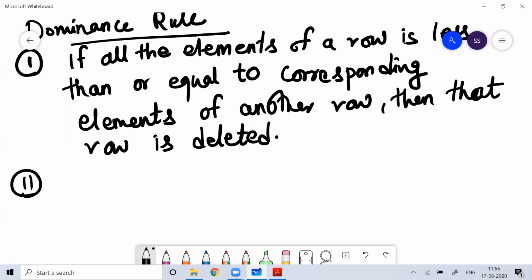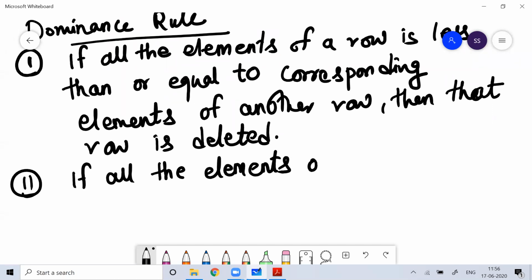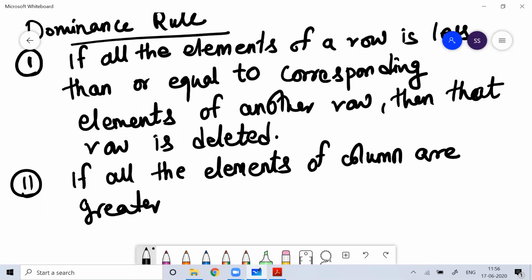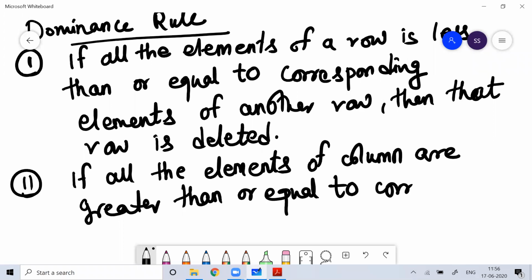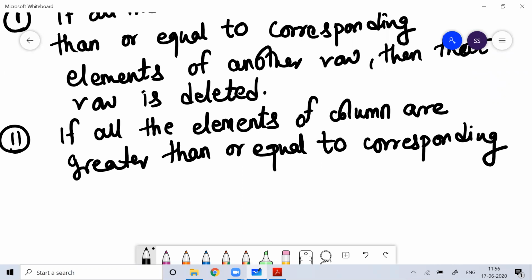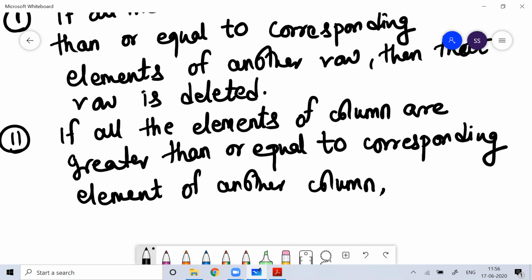Similarly, if all the elements of a column are greater than or equal to the corresponding elements of another column, then that column is deleted.